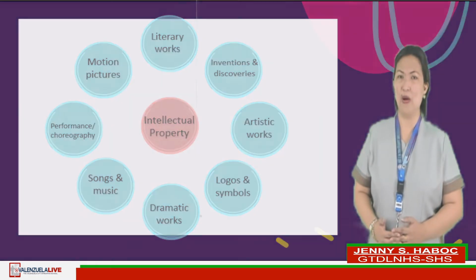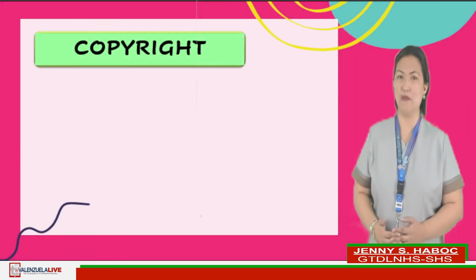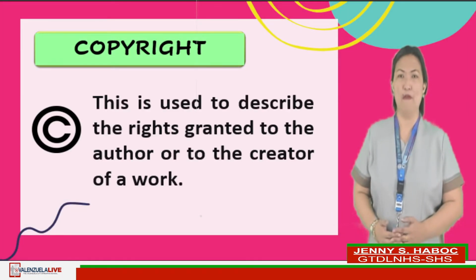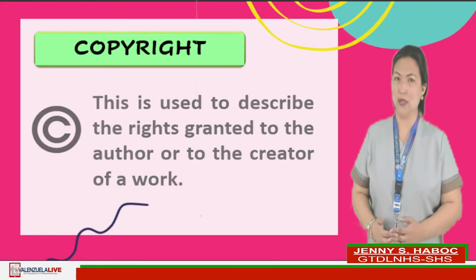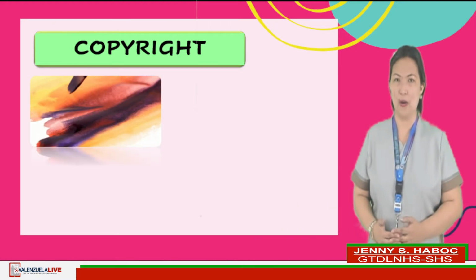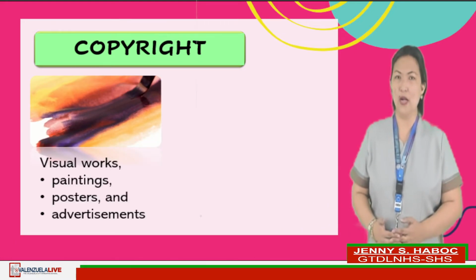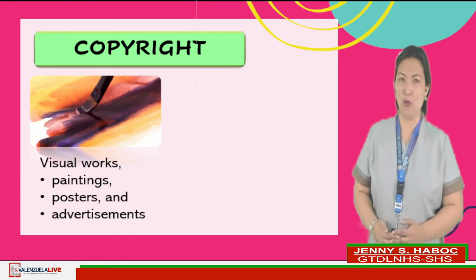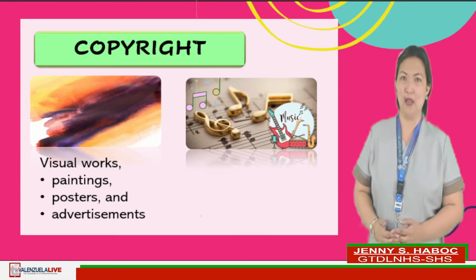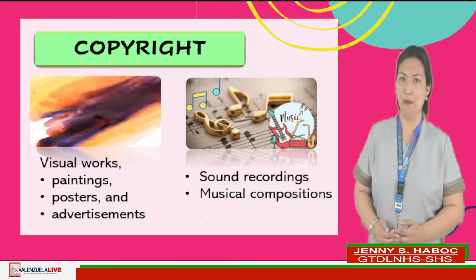Let us identify one by one the different types of intellectual property. First, the copyright. This is used to describe the rights granted to the author or to the creator of a work. What can be protected using the copyright? Here are some examples. Visual work such as paintings, posters, and advertisements. Another is sound recording and musical compositions.